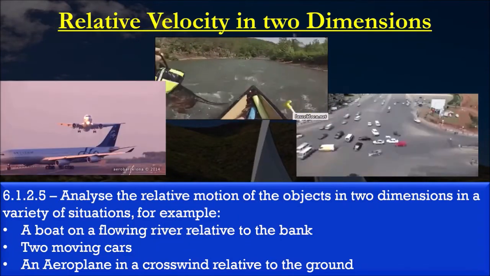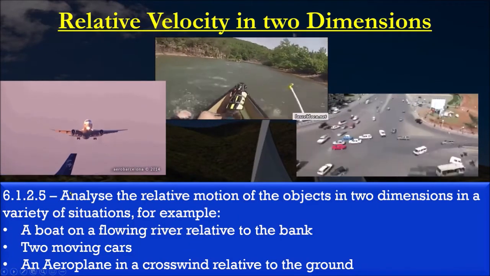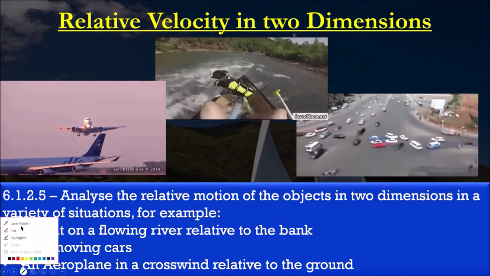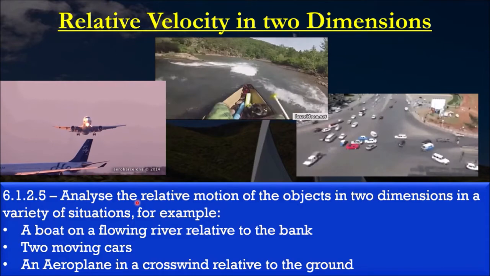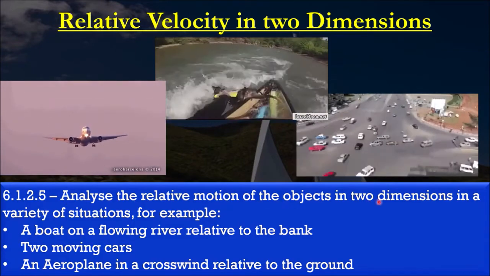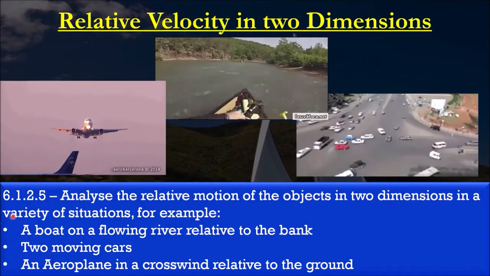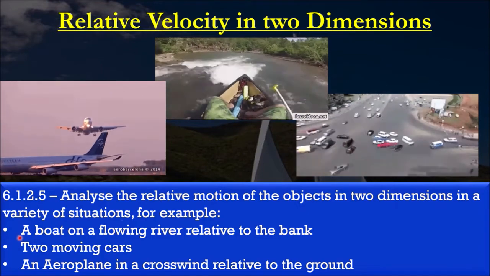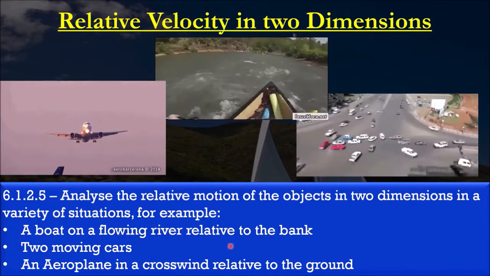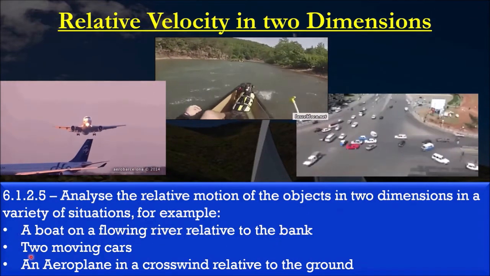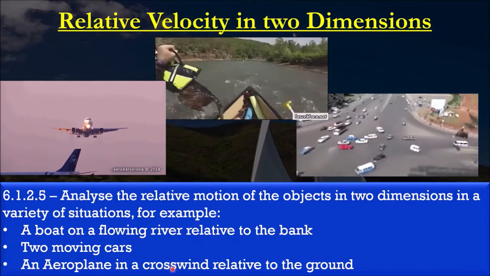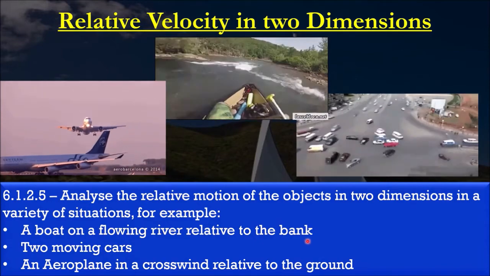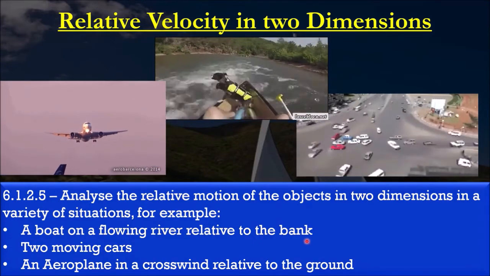Okay, so we are looking at Module 1, Inquiry Question 2, and we're going to look at dot point number 5, which in this case is to analyze the relative motion of two objects in 2 dimensions relative to another. We'll have a boat flowing through a river across a bank, 2 moving cars, and an aeroplane in a crosswind relative to the ground. Okay, so we're going to compare those two.